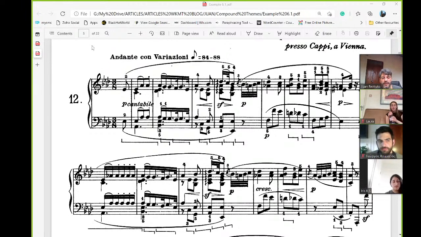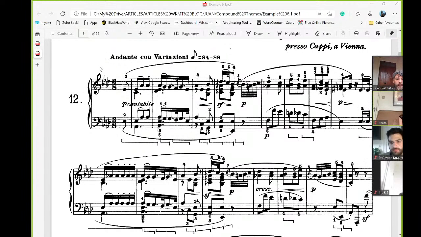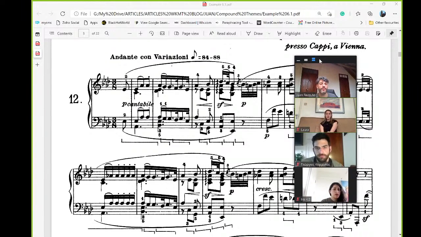So then we continue, and we have basically basic idea, contrasting idea, ending in a half cadence. So we have the building blocks of what?